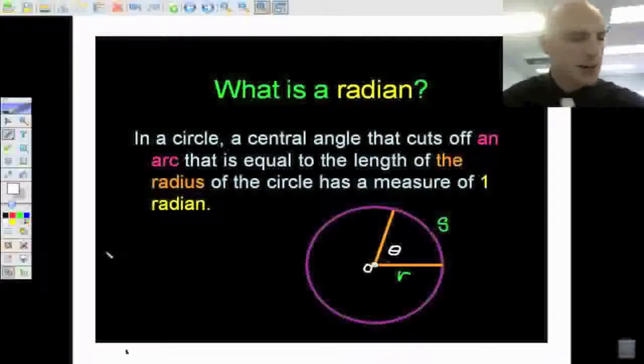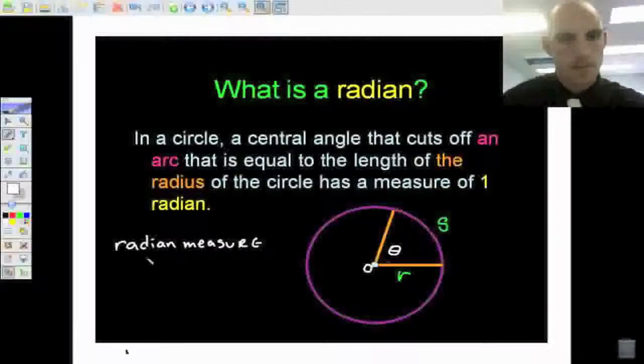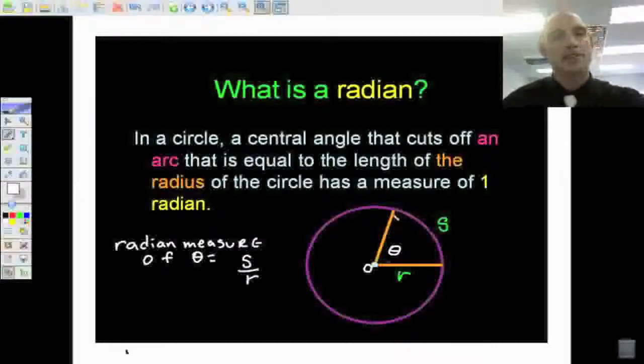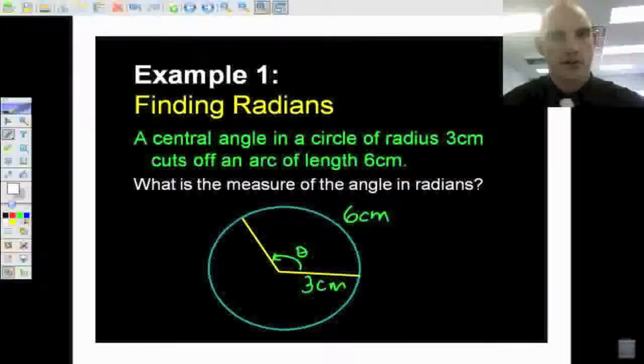So the radian measure of theta is going to be equal to the arc length over the radius. That's the radian measure of our angle. So if the arc length happens to be equal to the radius, then that has an angle measure of 1 radian. Okay, so let's see how this translates for us.